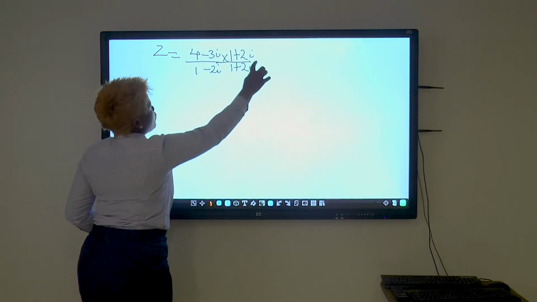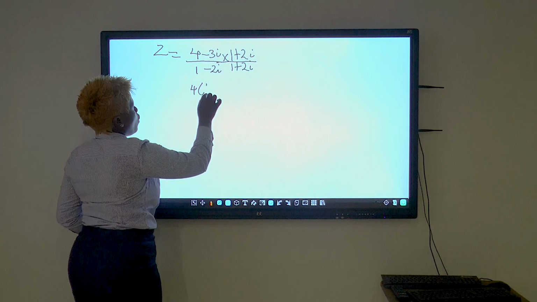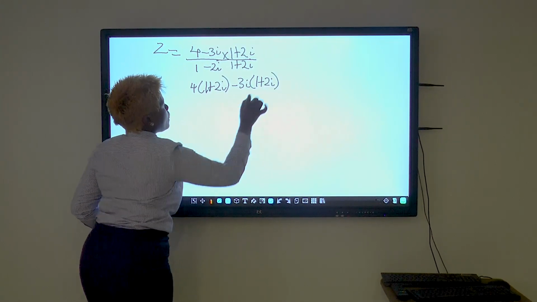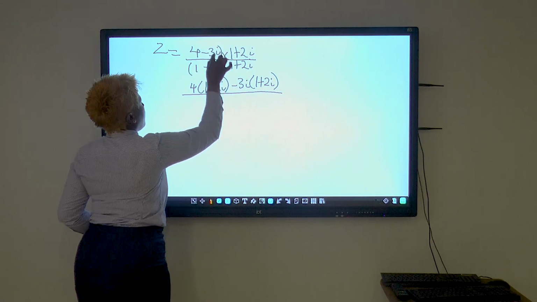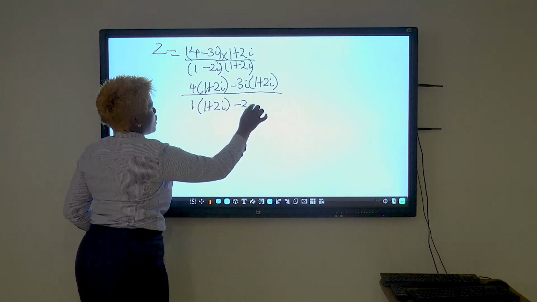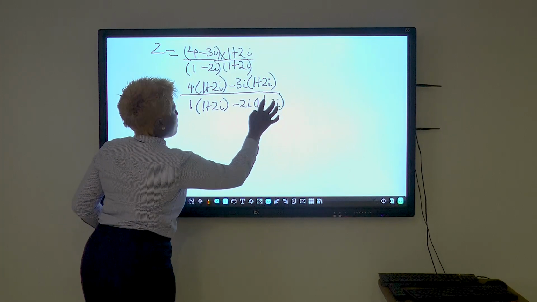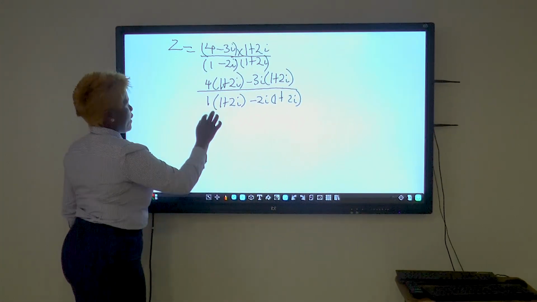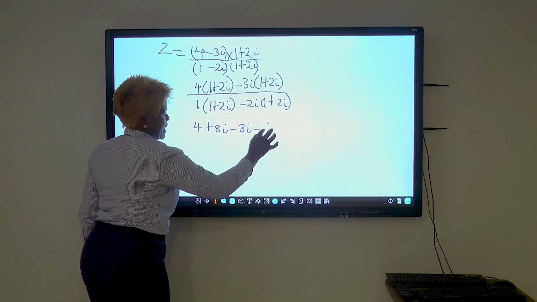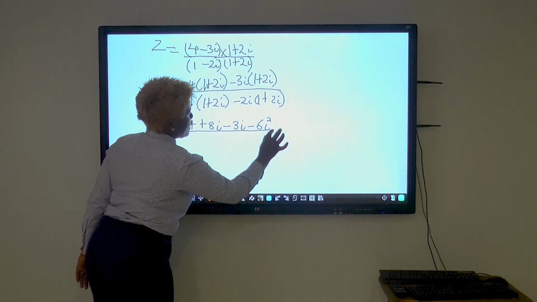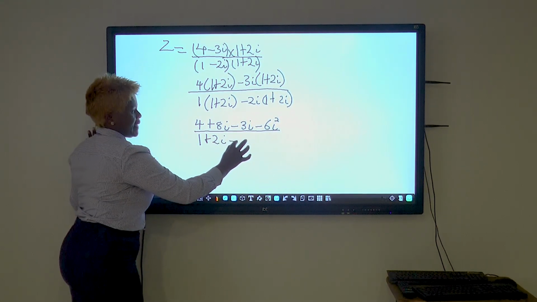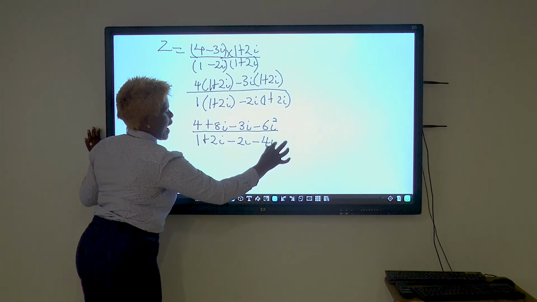Let's expand the numerator. We'll write 4(1 plus 2i) minus 3i(1 plus 2i). For the denominator, we have 1(1 plus 2i) minus 2i(1 plus 2i). So when we expand, we have 4 plus 8i minus 3i minus 6i squared at the numerator. Then at the denominator, we have 1 plus 2i minus 2i minus 4i squared.